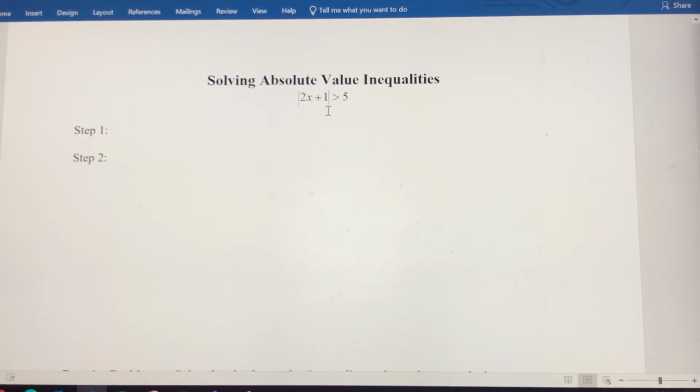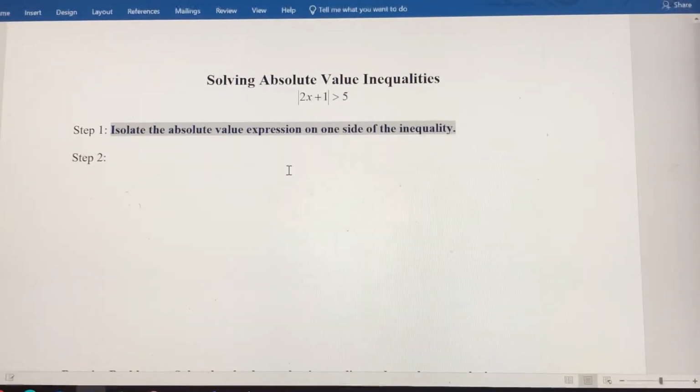The absolute value of 2x plus 1 is greater than 5, okay? So when we're solving absolute value inequalities, the first thing we want to do, just like with the equations, is isolate the absolute value expression on one side, okay? Now, when we were solving absolute value equations, we kind of did a case 1, case 2 mindset. It's a similar mindset, but it is a little bit different.